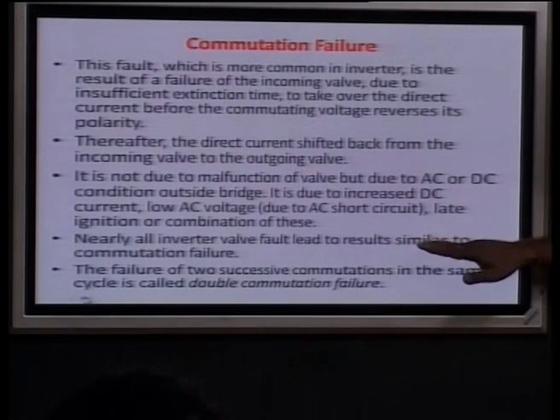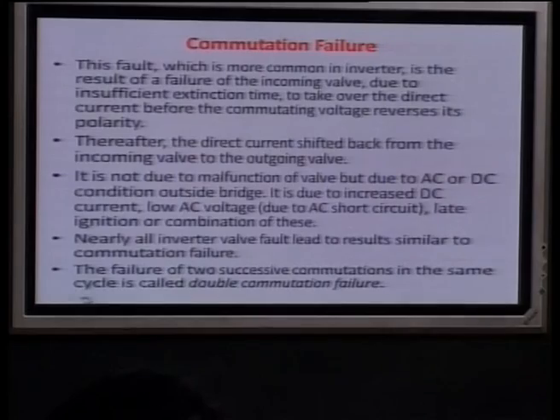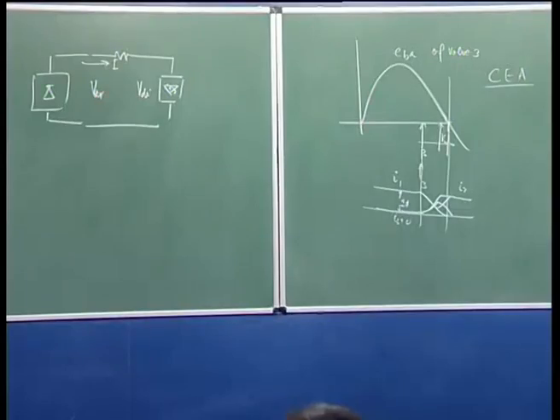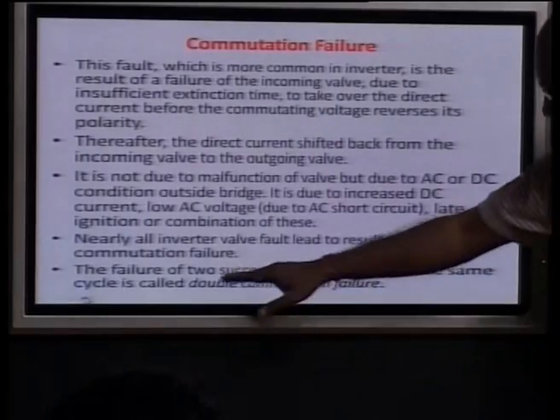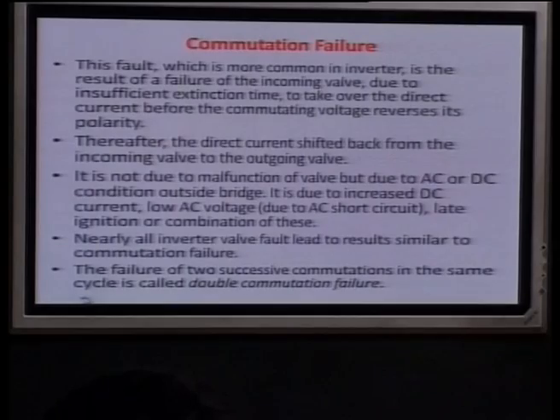That is why it should be discussed very carefully, and it is very common as well, because you are always calculating beta and you keep on changing it due to the system and network conditions, and it may happen. So, failure of two successive commutations in the same cycle.